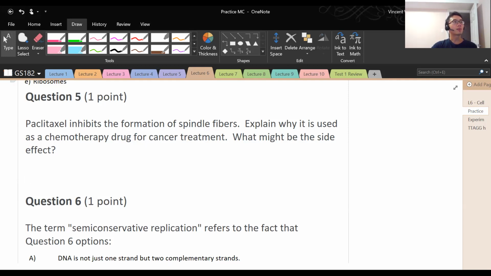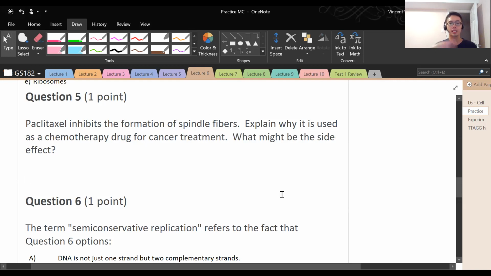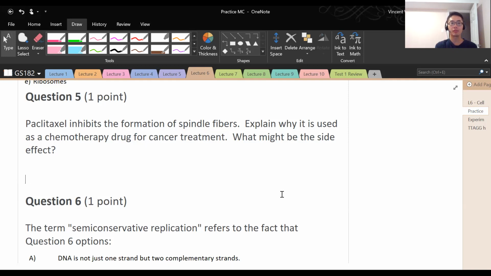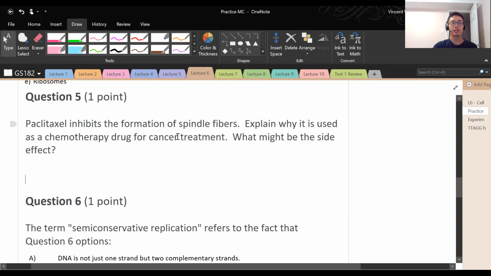All right. Safi said it stops spindle fibers so the cell cannot divide. Yeah, that's basically it, right? If you don't have spindle fibers, the cell would not be able to move the chromosomes. And as a result, you will not be able to divide. And that's what you want for cancer treatment. Okay, you want to stop uncontrolled cell division. So the chemotherapy drug is going to do just that.